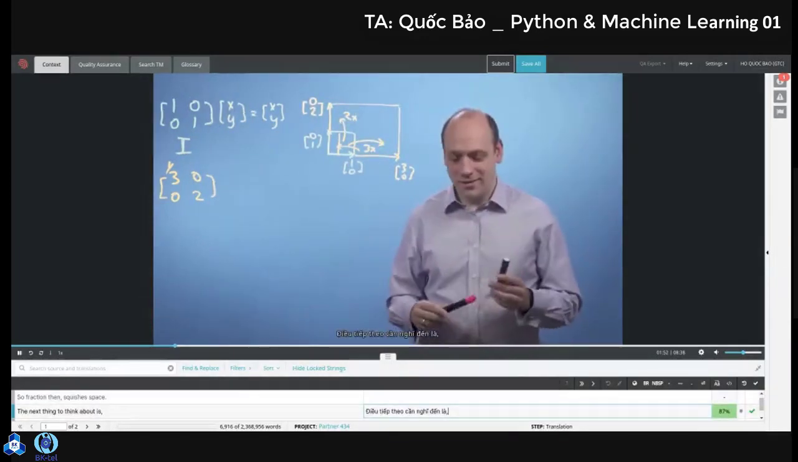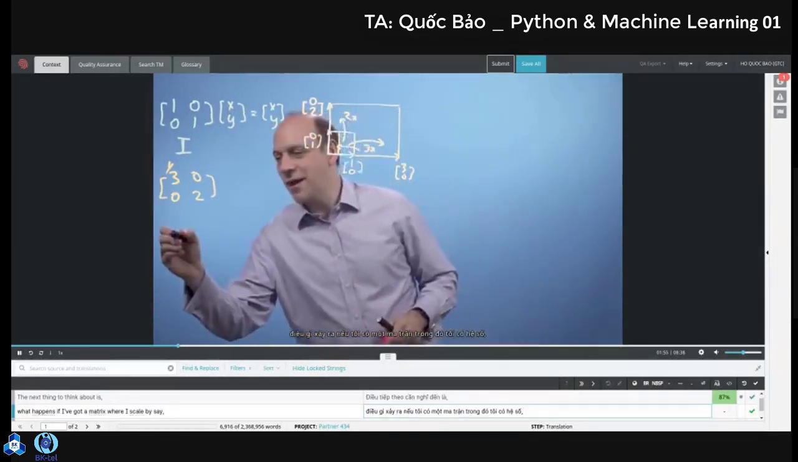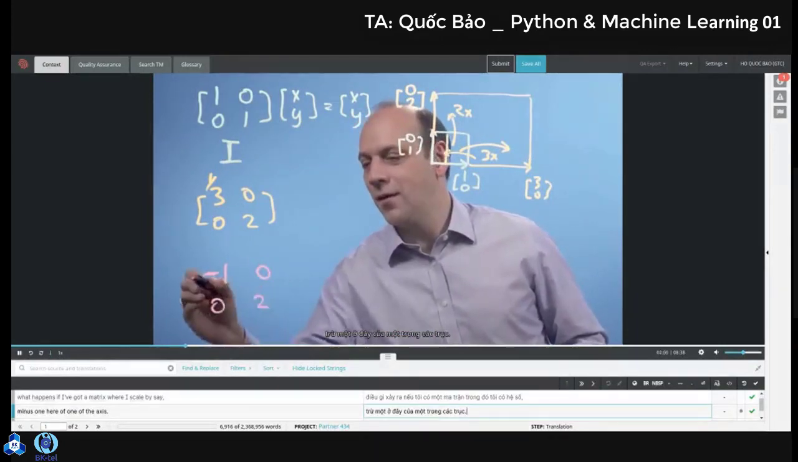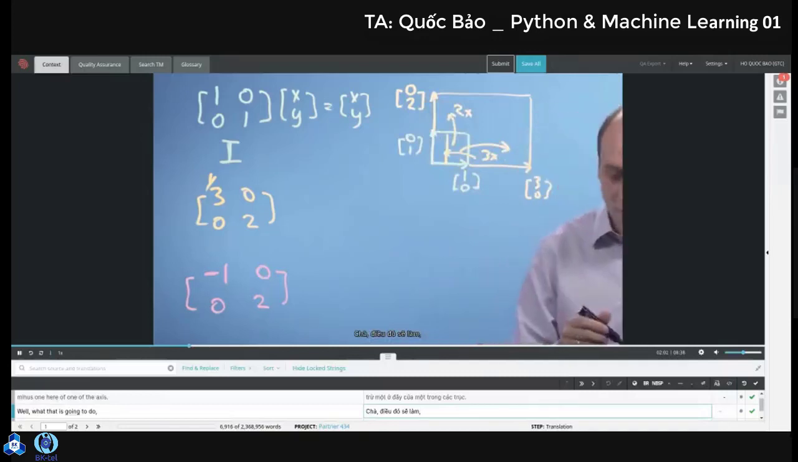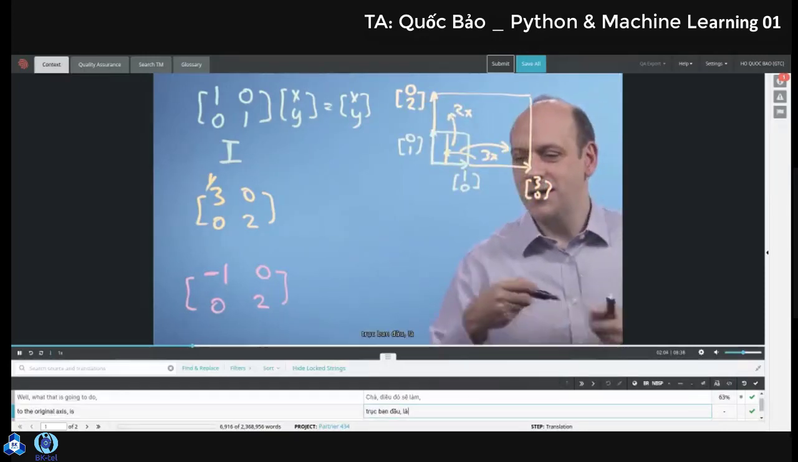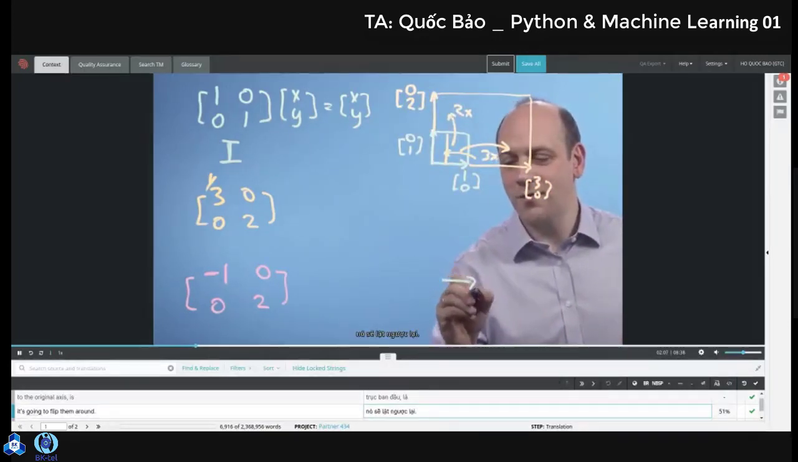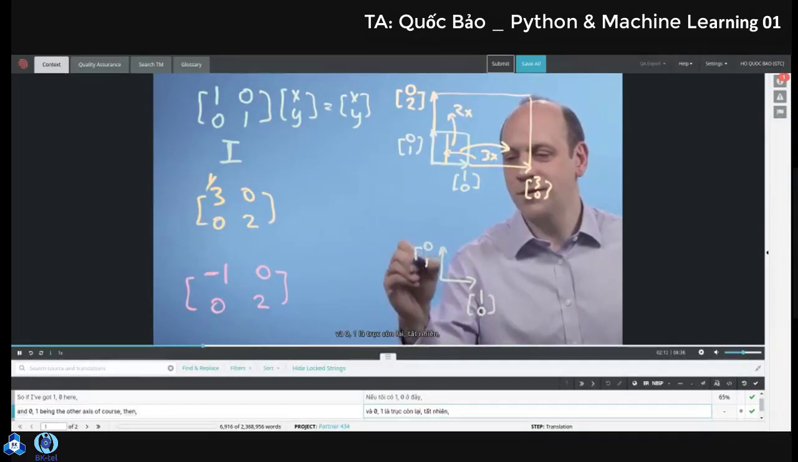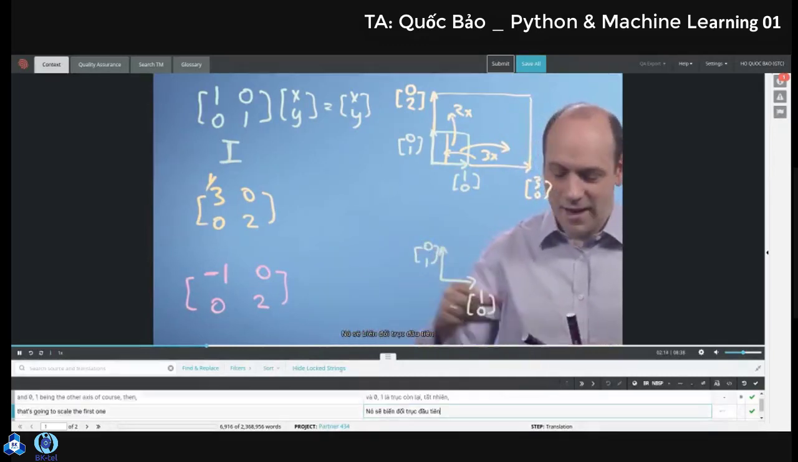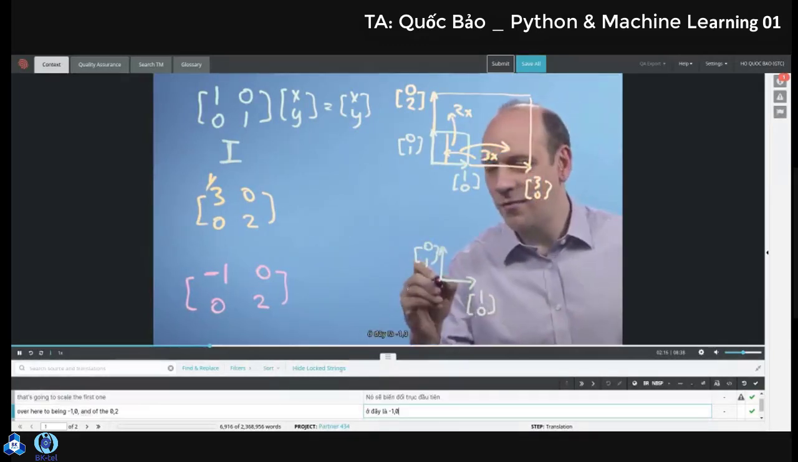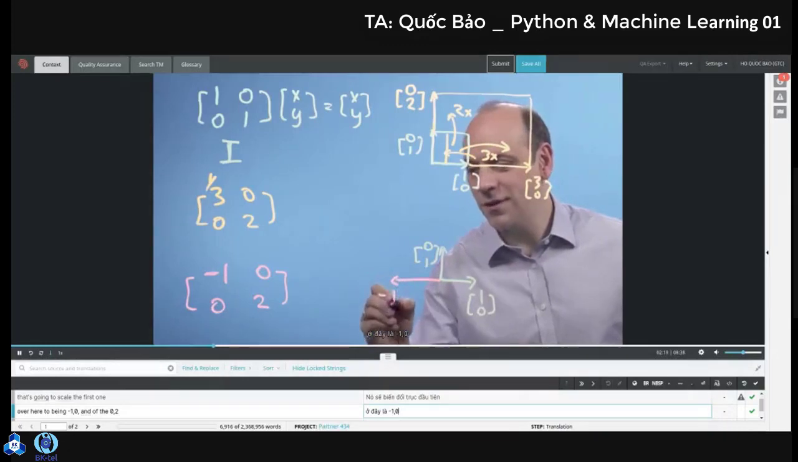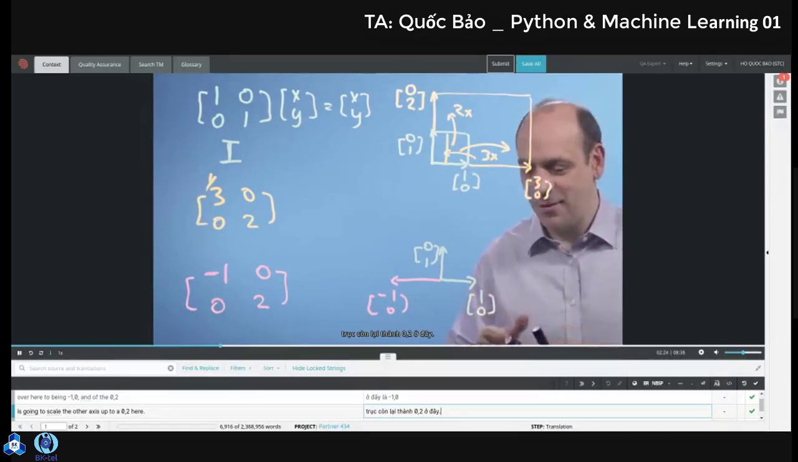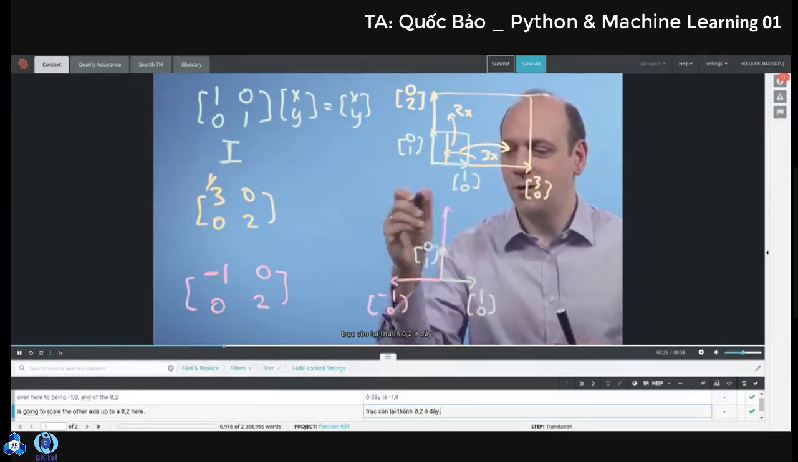The next thing to think about is what happens if I've got a matrix where I scale by, say, -1 here on one of the axes. Well, what that's going to do to the original axes is it's going to flip them around. So if I've got 1, 0 here, and 0, 1 being the other axis, of course, then that's going to scale the first one over here to being -1, 0. And of the 0, 2 is going to scale the other axis up to 0, 2 here.